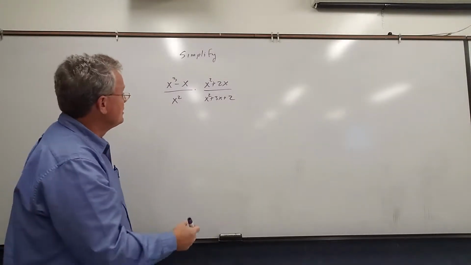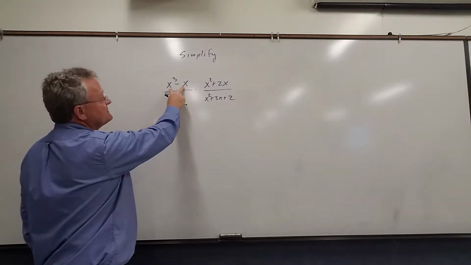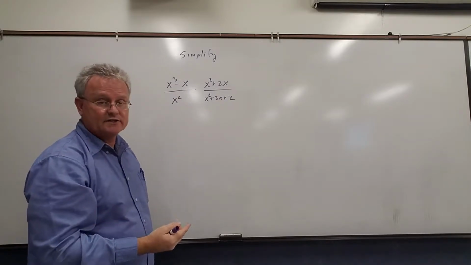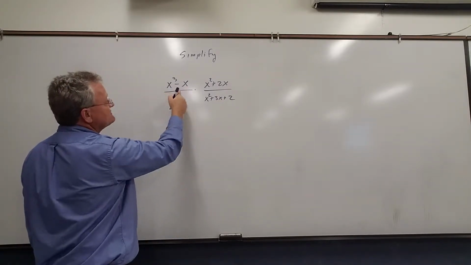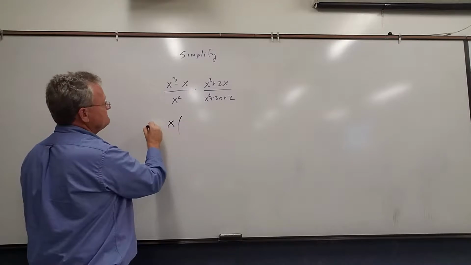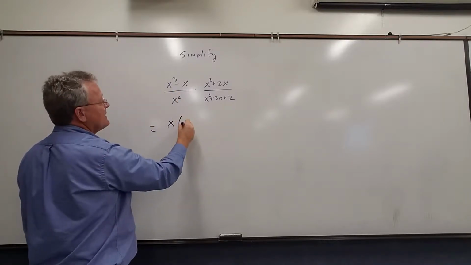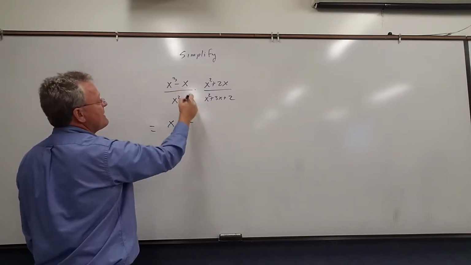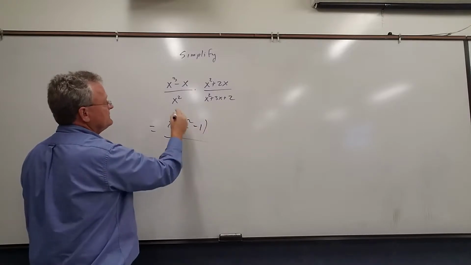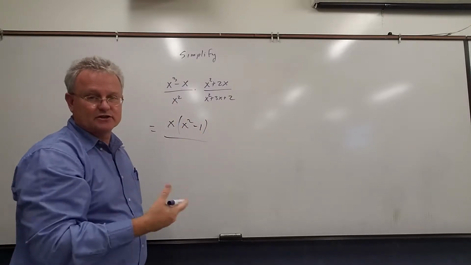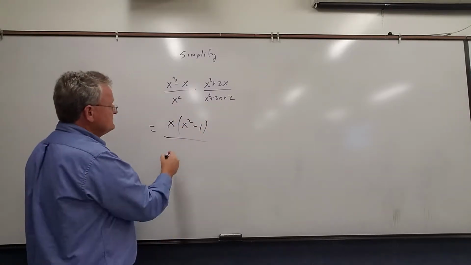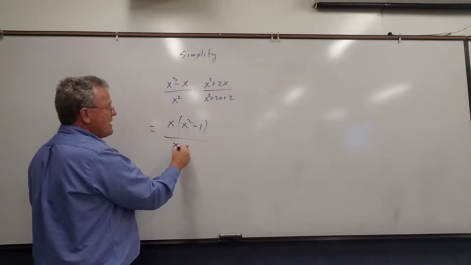So, to factor this, I've got to factor out the greatest common factor. The greatest common factor is x. When I factor x out, I get x squared minus 1. I guess I could factor x squared as x times x. It doesn't matter. I'll factor it.